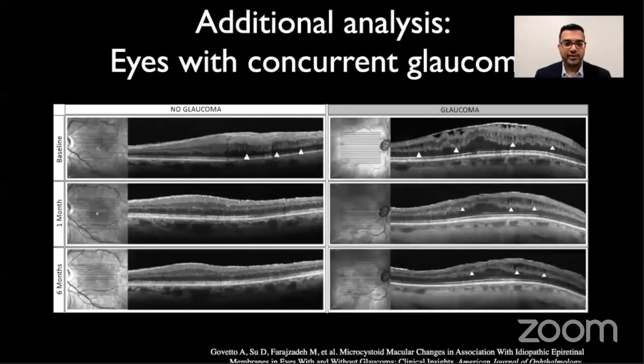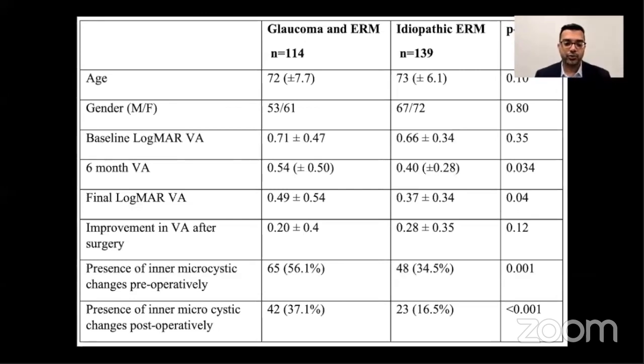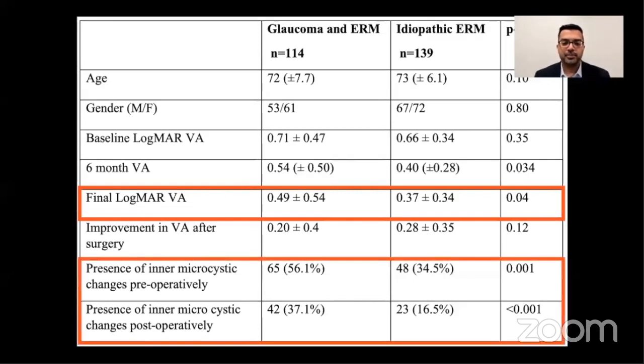We did an initial analysis in eyes with concurrent glaucoma. The Govetto et al. group had noted in a previous study that inner microcystoid changes were more common in eyes with glaucoma than in eyes without. We compared 114 eyes with glaucoma and ERM to an age, gender, and baseline vision matched control group of 139 eyes with idiopathic epiretinal membrane. While baseline visual acuity was similar between groups, eyes with glaucoma did have worse final visual acuity. And interestingly, the presence of inner microcystoid changes was significantly higher preoperatively and postoperatively.